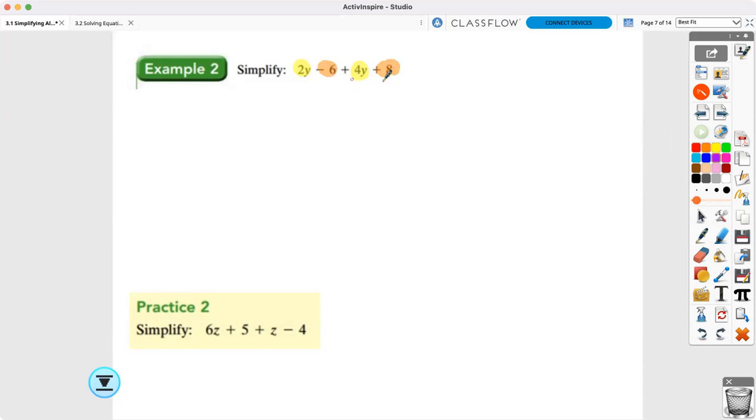Now, if you don't have highlighters to do color coordinating like I'm doing, you can underline it. So 1 underline for the y's and then 2 underlines for the numbers, the constant terms. And then combine them, guys. When we combine the y's, 2y plus 4y is just what? 6y. Negative 6 plus 8, I owe the bank 6, gave them $8. So now I have 2 to my name. And that is it.